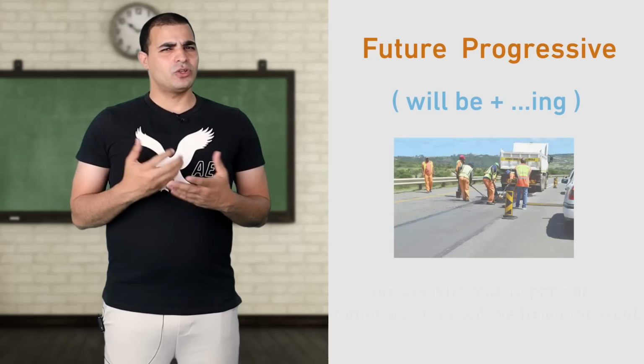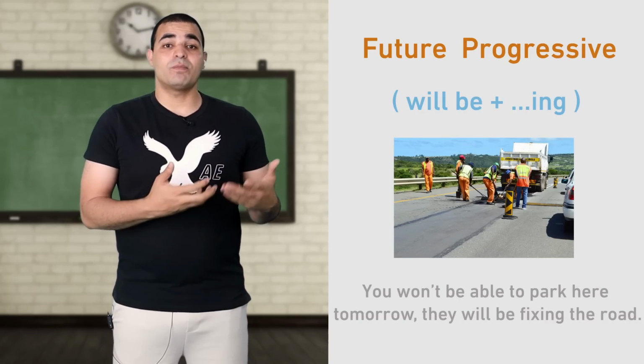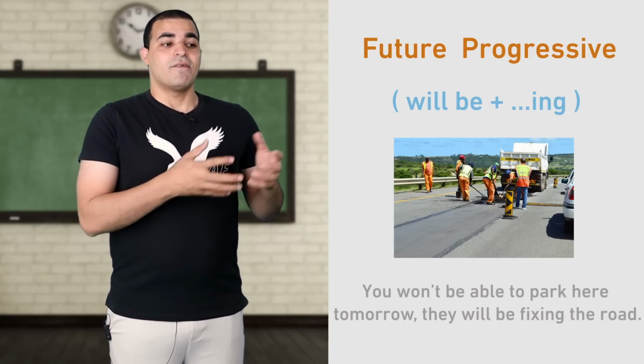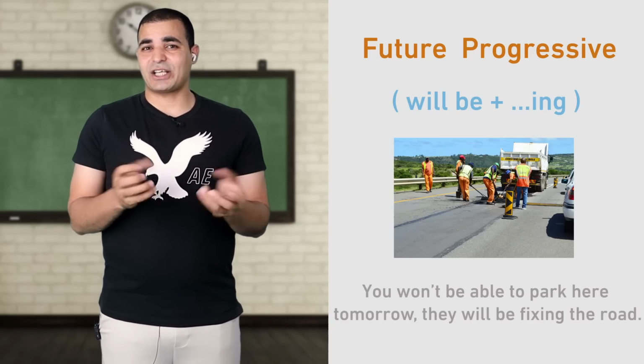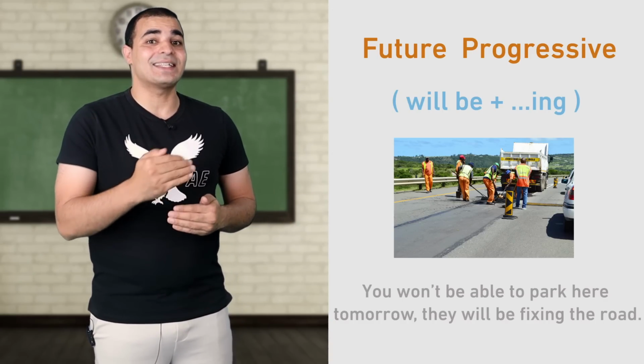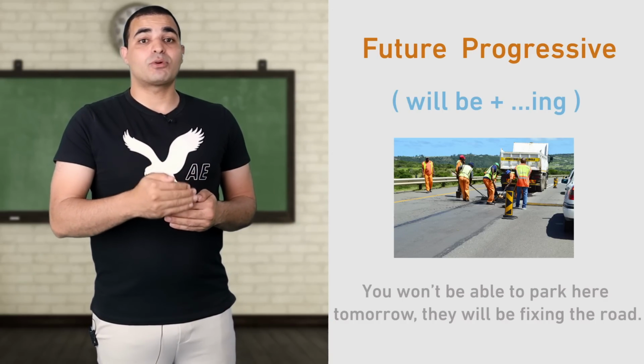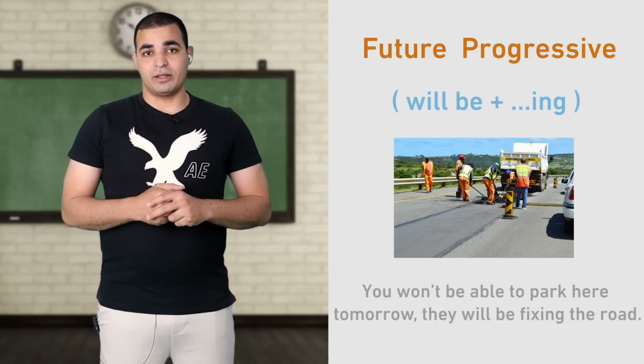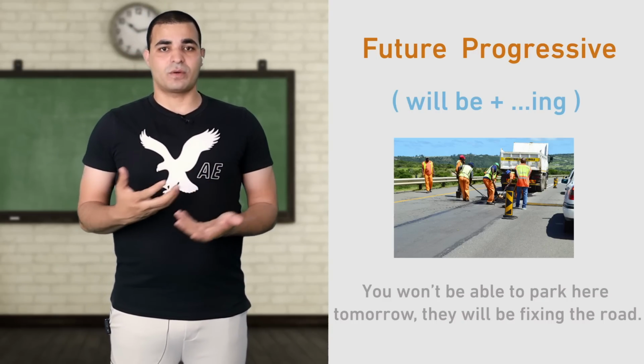Another example, you won't be able to park here tomorrow. They will be fixing the road. Again, fixing the road is not just one quick action and poof, done. No, it's likely to continue for some time. It will progress over a period of time in the future, so we use the future progressive.